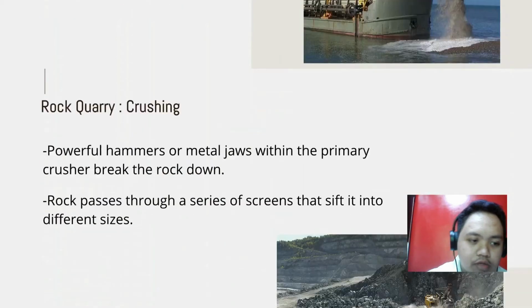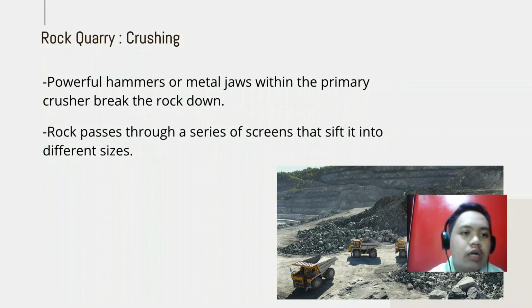So first method of extraction natin is rock quarrying or crushing. This is when powerful hammers or metal jaws within the primary crusher break the rock down. Rock passes through a series of screens that sift it into different sizes. Kanina, sabi natin feeding to a crusher, no? So here sa rock quarrying, siya ay most common kasi this rock quarrying mostly happens on mountain sides, wherein binablast natin, minsan nagpapasabog tayo ng mountain sides.